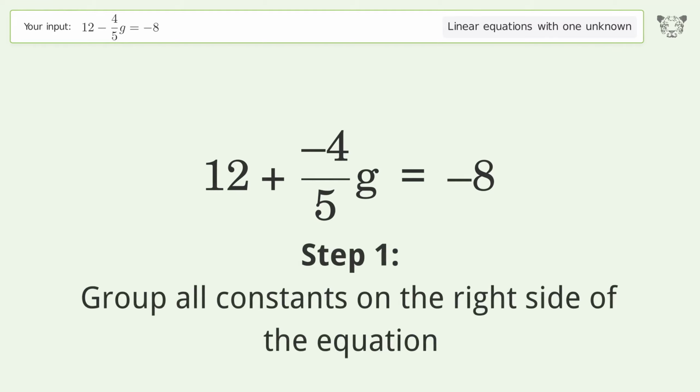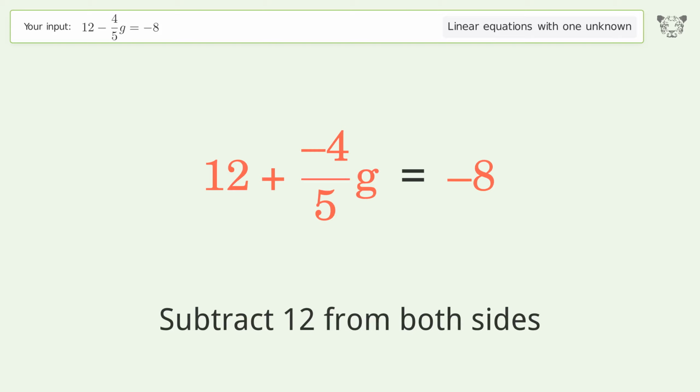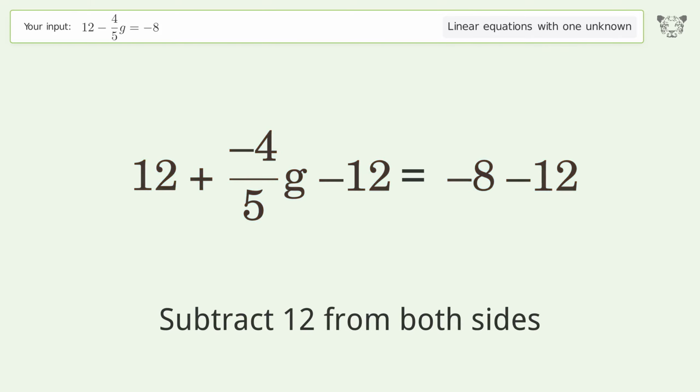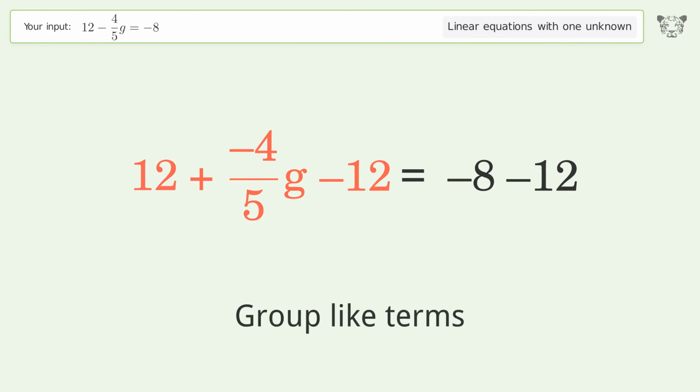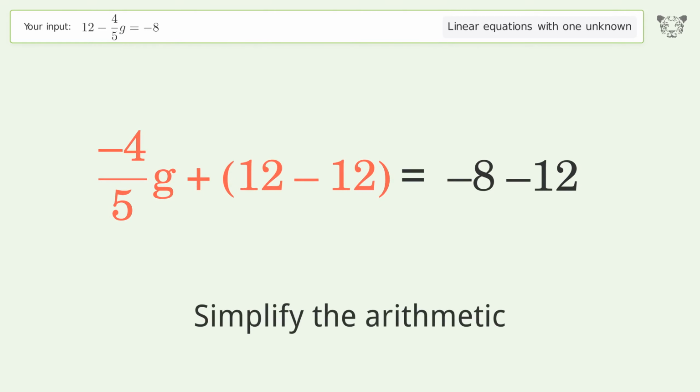Group all constants on the right side of the equation. Subtract 12 from both sides. Group like terms. Simplify the arithmetic.